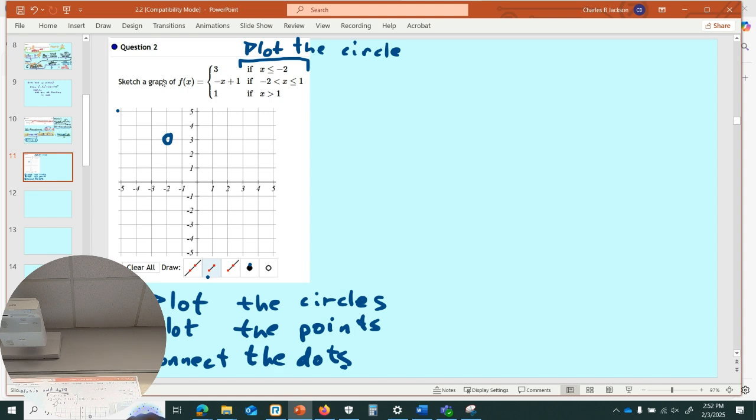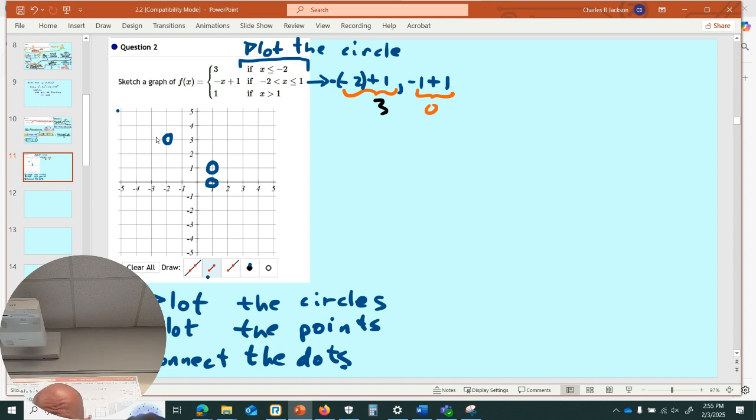And then -2 and the other, the y coordinate will. So -2, 3. We actually already have a circle there. And 1, 0. So again, take the -2, use this rule. Take the 1, use this rule. That's all we're doing. We're not paying attention to the inequality symbols. We're just getting circles for all of the endpoints.